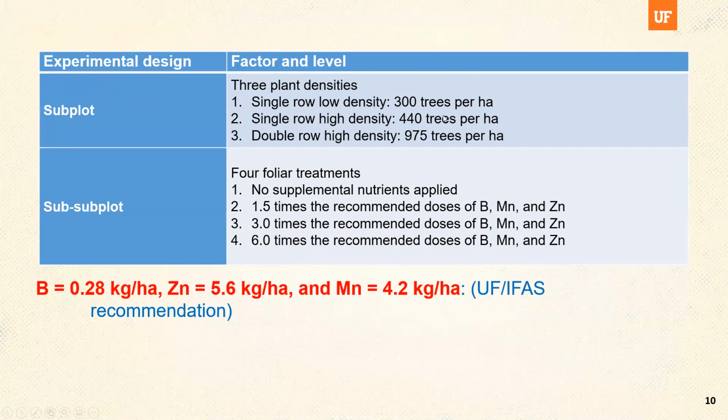Our subplot was three different planting densities, which I already described in the objectives. Our sub-subplot was a combination of boron, manganese, and zinc for the application of micronutrients.